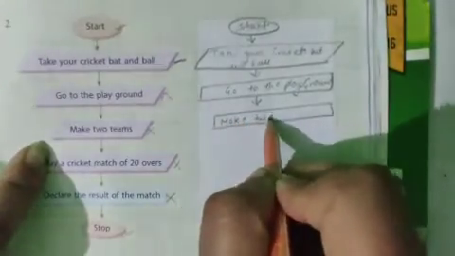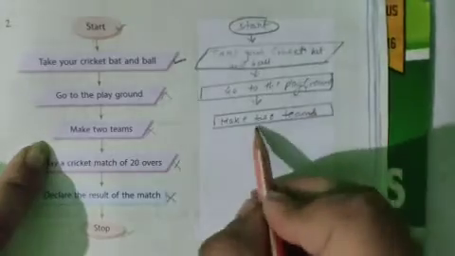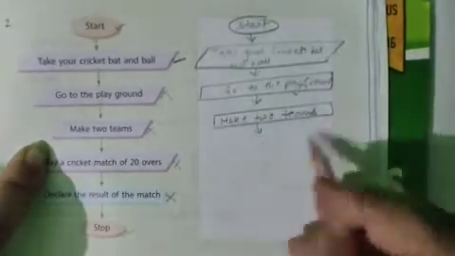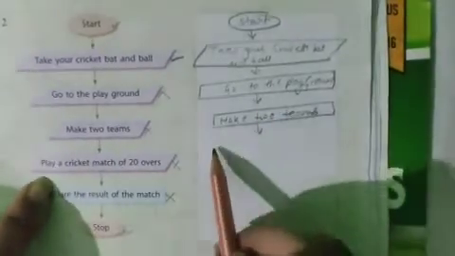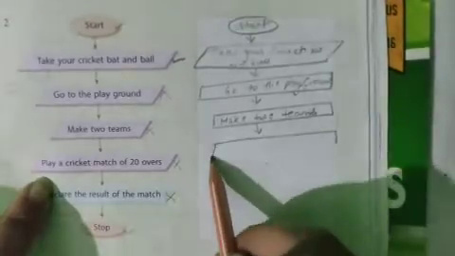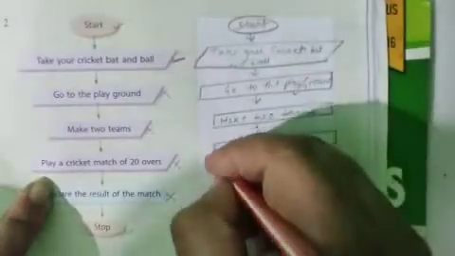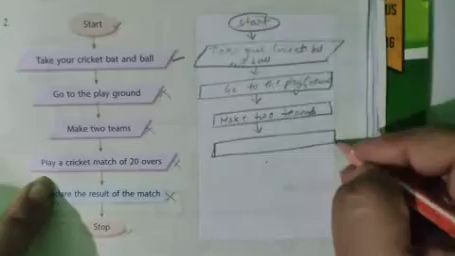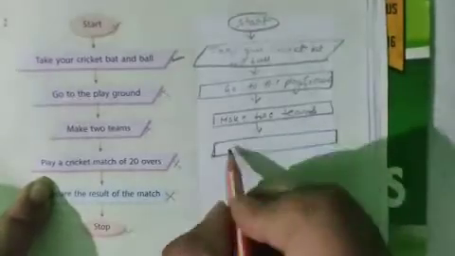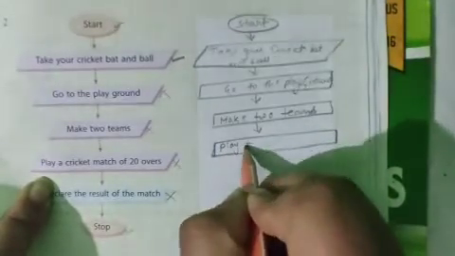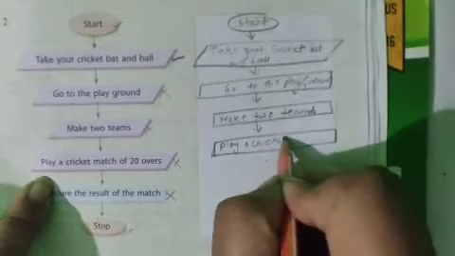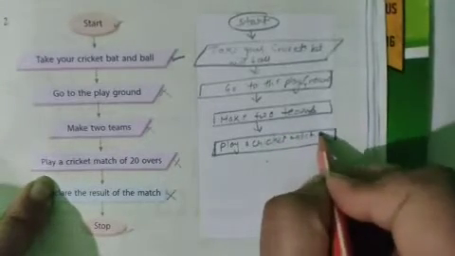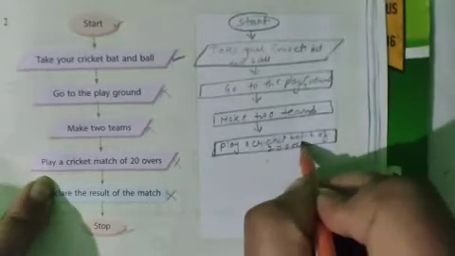Okay, make 2 teams. Here processing is done. We are working on it, that how the match should be played. So these all steps should be written inside the processing box, rectangular box. Okay, play a cricket match of 20 overs.